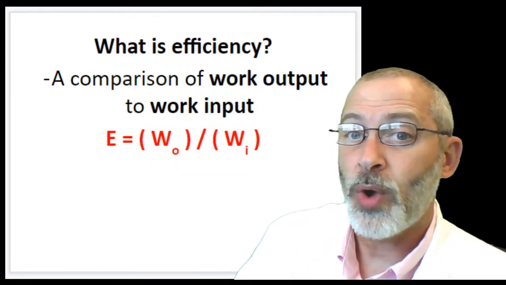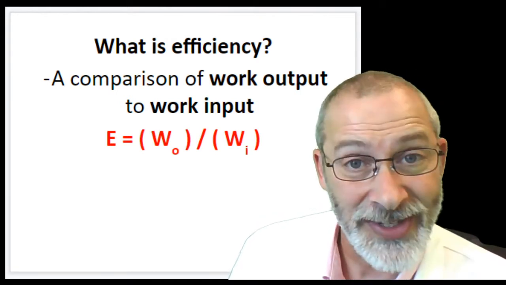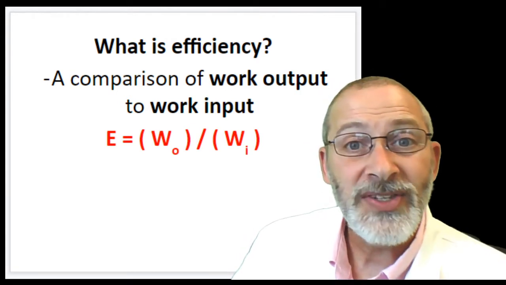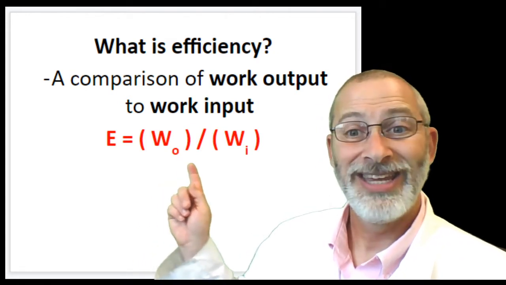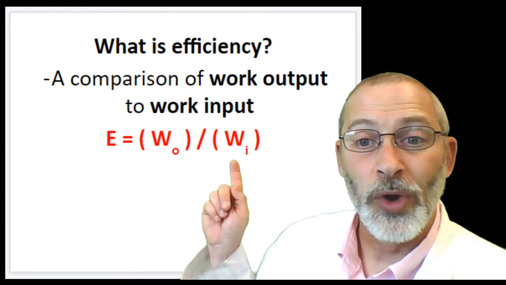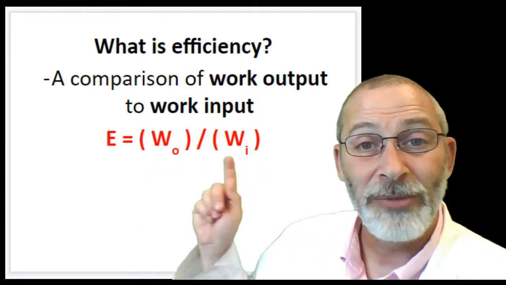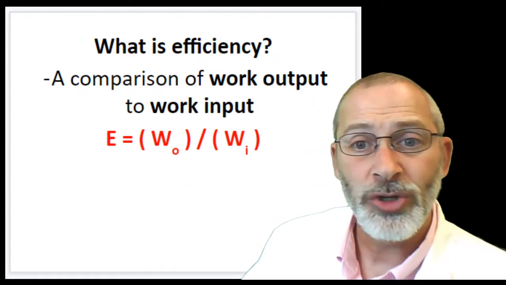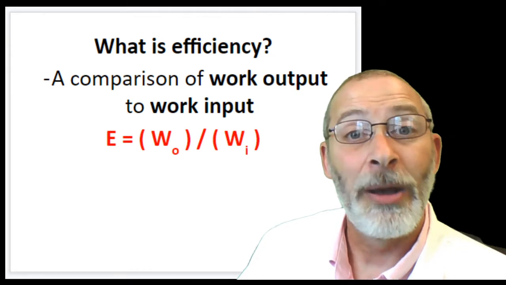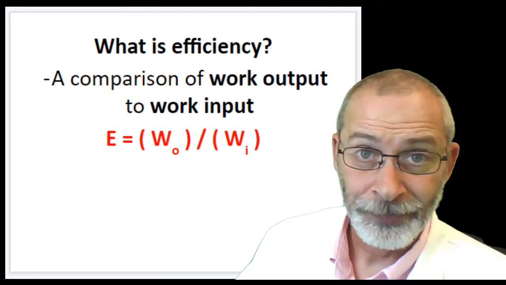Well, here's the equation or the formula for efficiency. Efficiency is equal to the work output divided by work input. And whenever you see one thing divided by another thing, it's essentially a fraction. We've got a fraction or a ratio or a comparison of work output to work input.